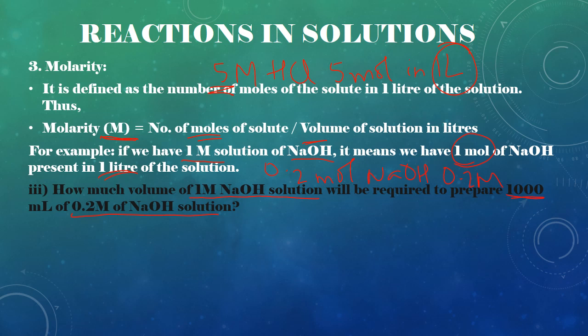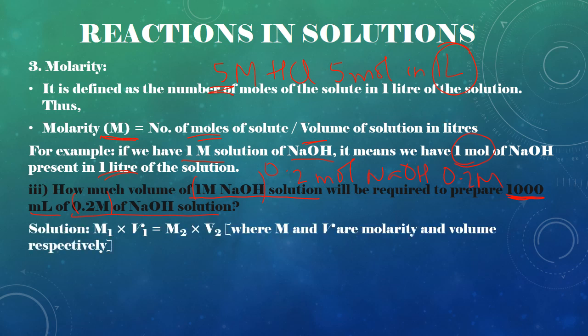1 liter of 0.2 molar solution. So how much of 1 molar NaOH solution do we need to take so that we can dilute it and have 1 liter, or 1000 ml, of 0.2 molar NaOH? When you have such numericals, you can calculate by using this expression, that is M1 V1 equals M2 V2, where M and V are molarity and volume.